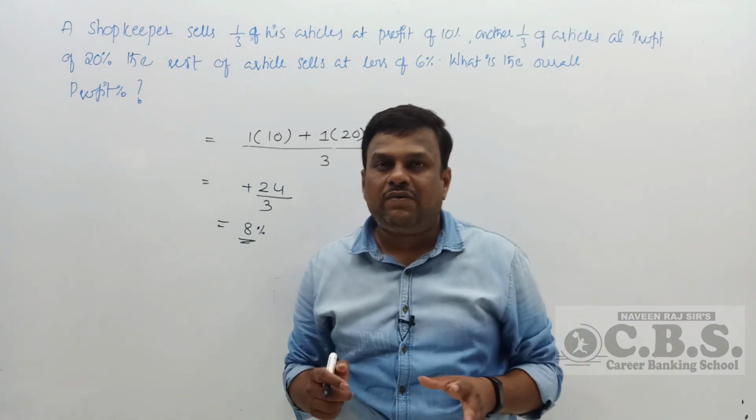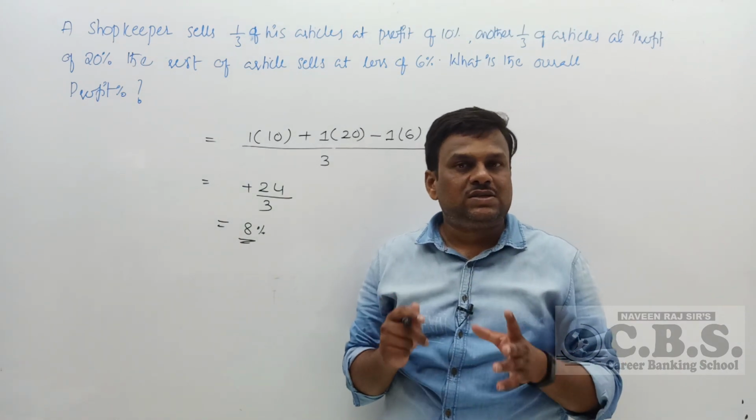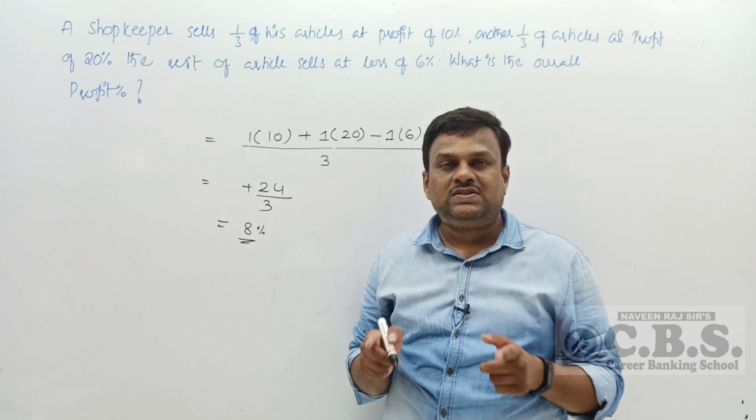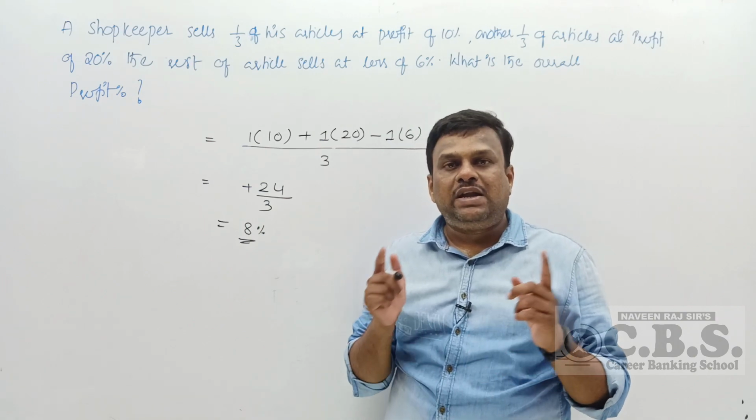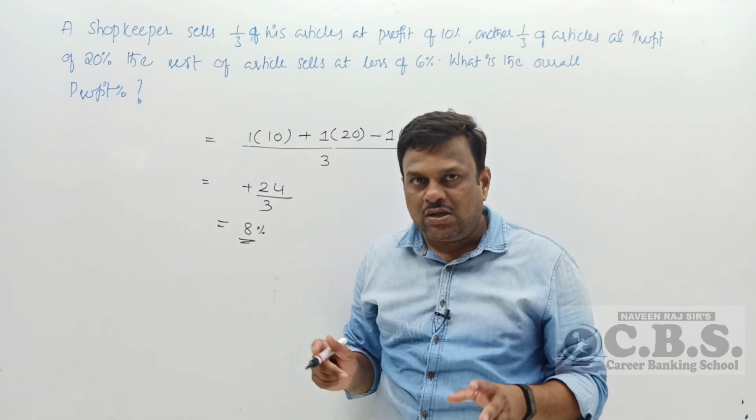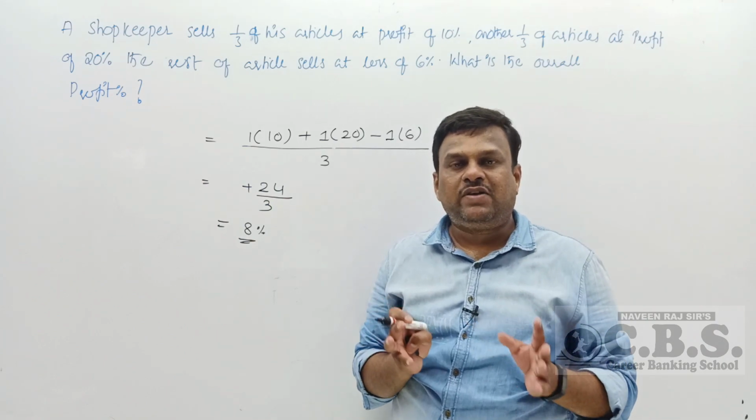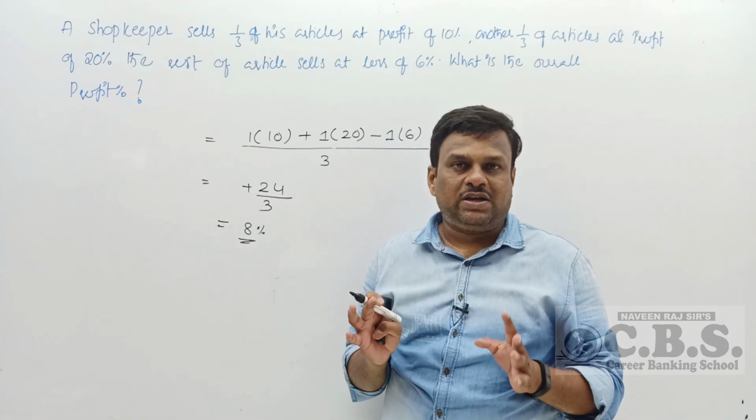Why do we use the average concept? Because here the cost price is the same. How can you notice the given cost price is the same? Because he compared the number of articles by a fraction. If any number of articles is compared by a fraction, directly the cost price is the same.